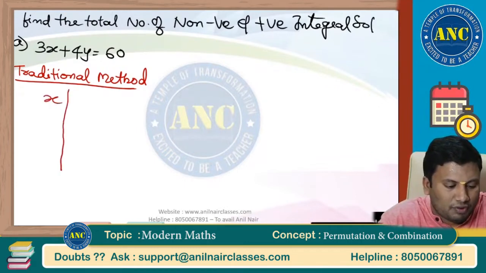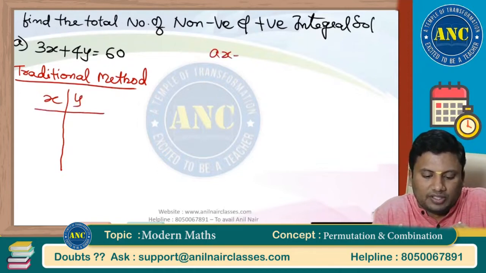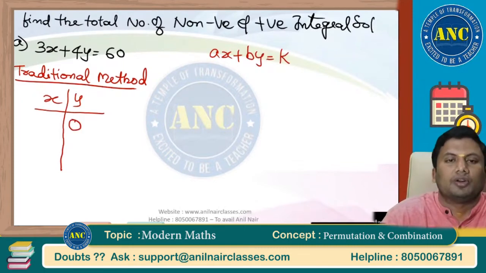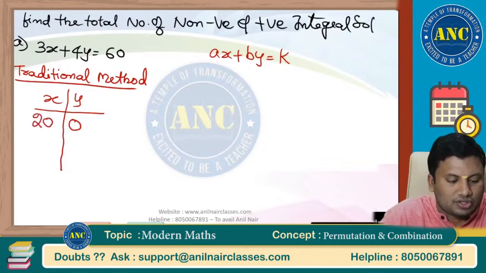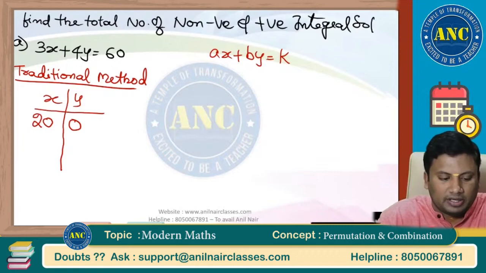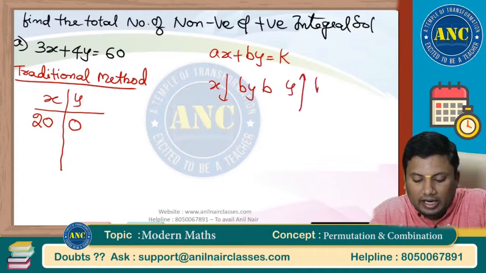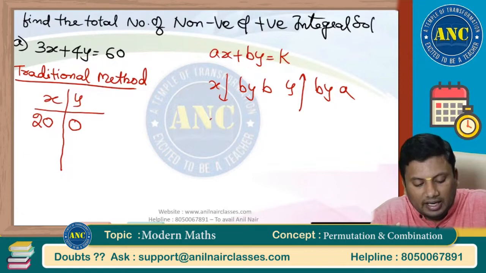3x plus 4y equivalent to 60. First we will write down the points which we wrote. Ax plus by equivalent to k. Start with y value 0. 3x equivalent to 60. X is nothing but 20. What are the cases? If x decreases by b, y will increase by a.